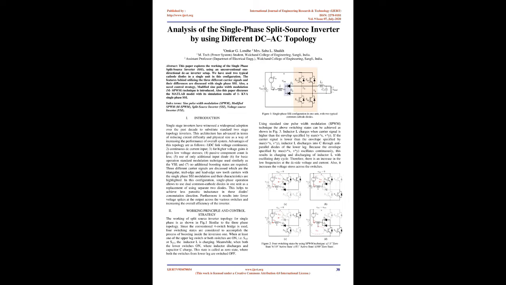Analysis of the single-phase split-source inverter by using different DC-AC topology. Abstract. This paper explores the working of the single-phase split-source inverter, SSI, using an unconventional one-directional DC-AC inverter setup. We have used two typical common cathode diodes in a single unit in this configuration.